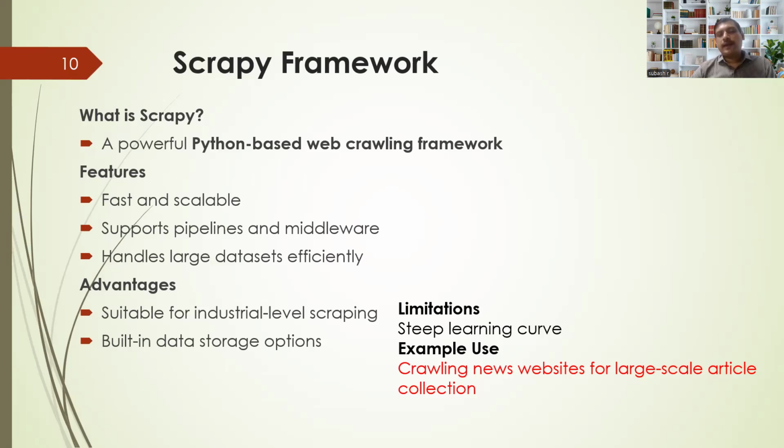It supports pipelines and middleware. A pipeline is a common platform where we connect all the devices. Middleware is used for security purposes. It handles large datasets efficiently. The advantage is it's suitable for industrial-level scraping with built-in data storage. The limitation is a steep learning curve. The example is crawling news websites for large-scale article collection.